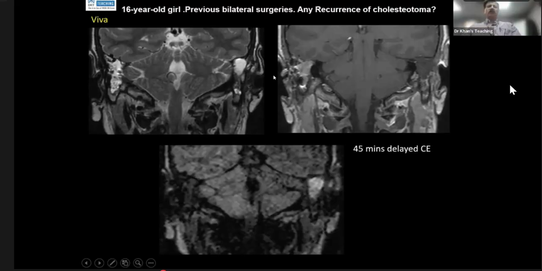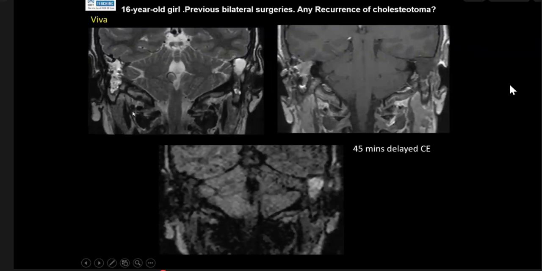Now this is bilateral. So I want you to tackle right and left. Let me describe. This is a 16-year-old, previous bilateral surgeries, any cholesteatoma? First of all, tell us what is happening on the right. Just concentrate on the right, and then I will ask you the left. Over to you.